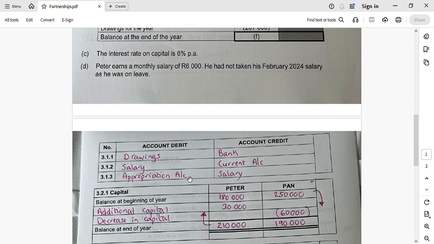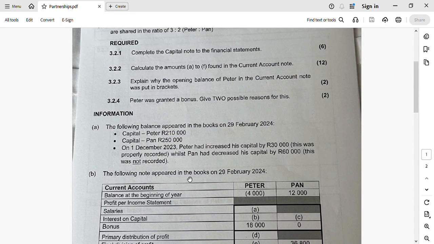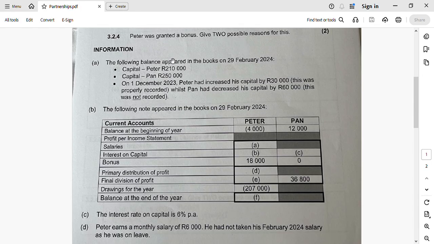Okay, moving on. Calculate the amounts A to F in the current account, but in addition to that, also do the capital note in the financial statements. Okay, they give you some information. They give you balances for capital, so we're going to start with that.